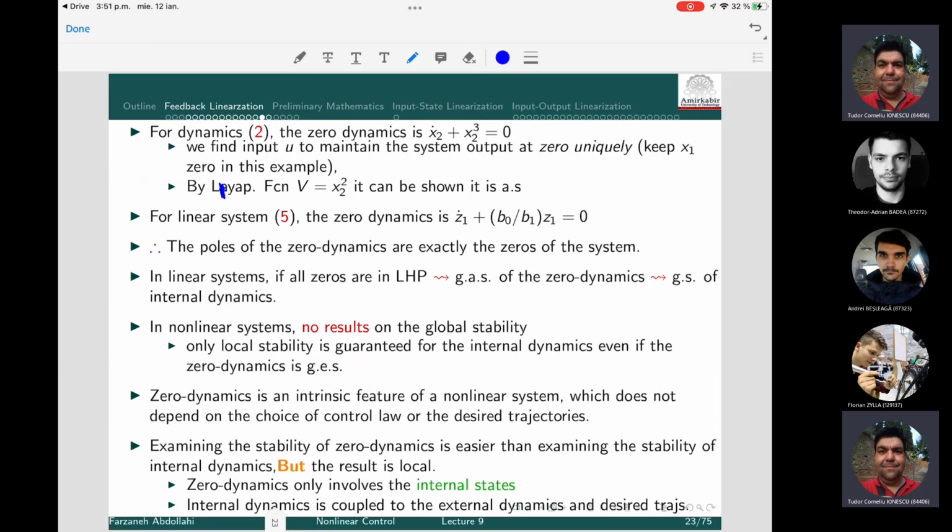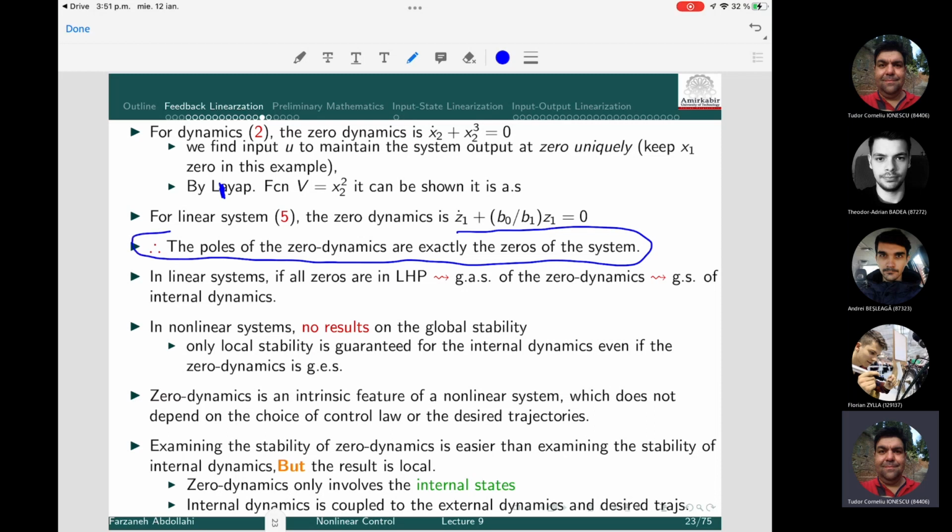The poles of the zero dynamics are the zeros of the system. This is very important. So the zeros of a transfer function are the poles of the zero dynamics, and this is very important.